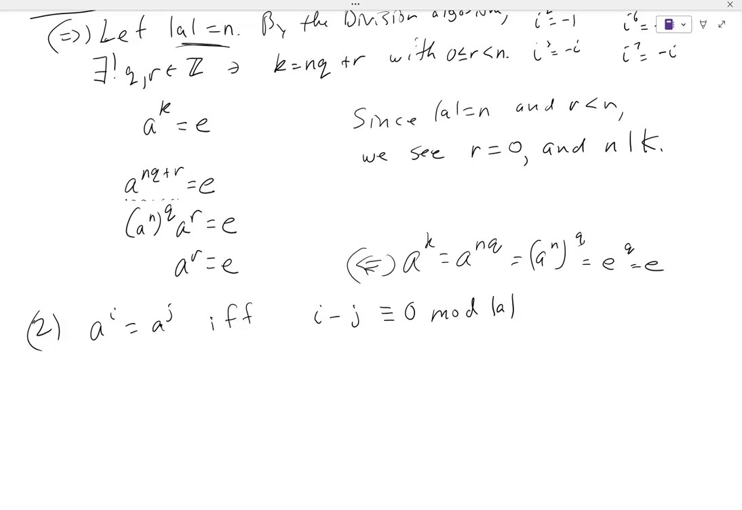If a^i is equal to a^j, you can move the a^j to the other side. And now I have a power of a that gives me the identity. So the order has to divide that subtraction, which is exactly the result. Right? It's literally what the result is. Okay.